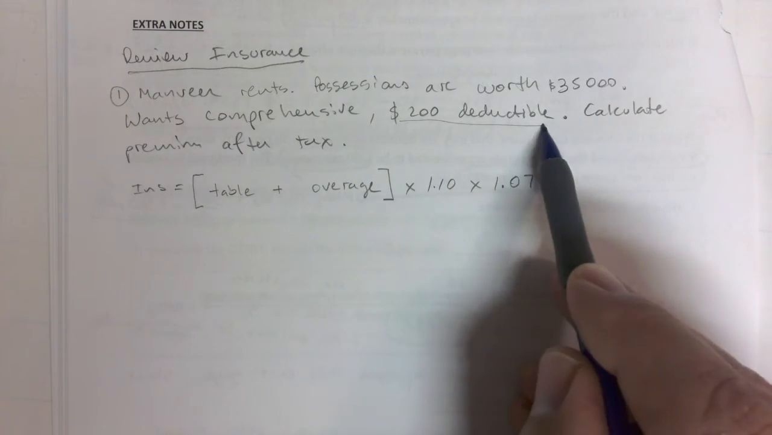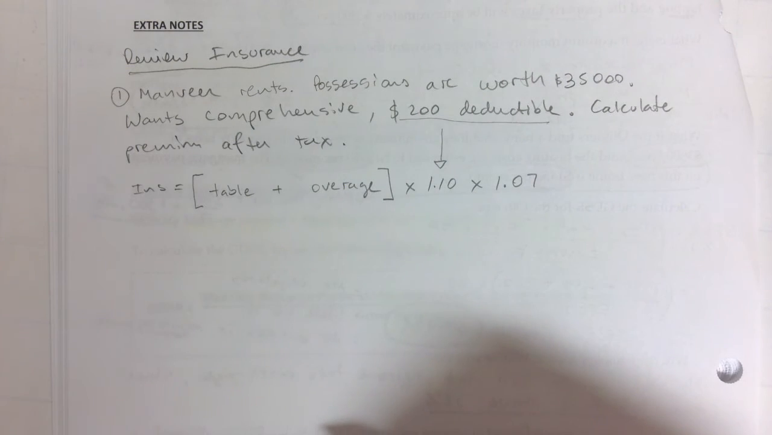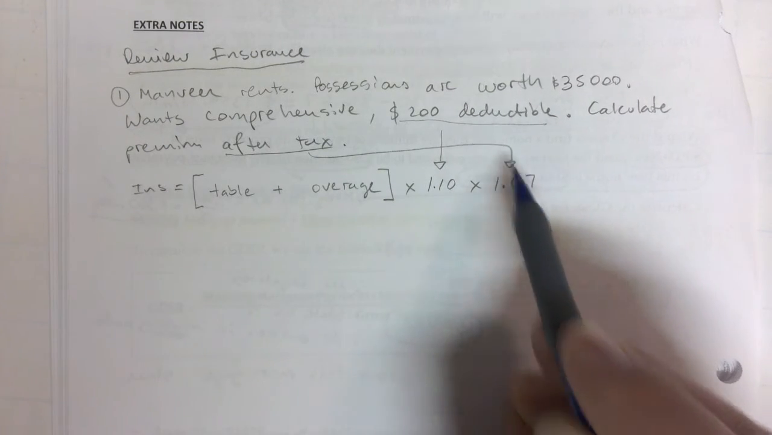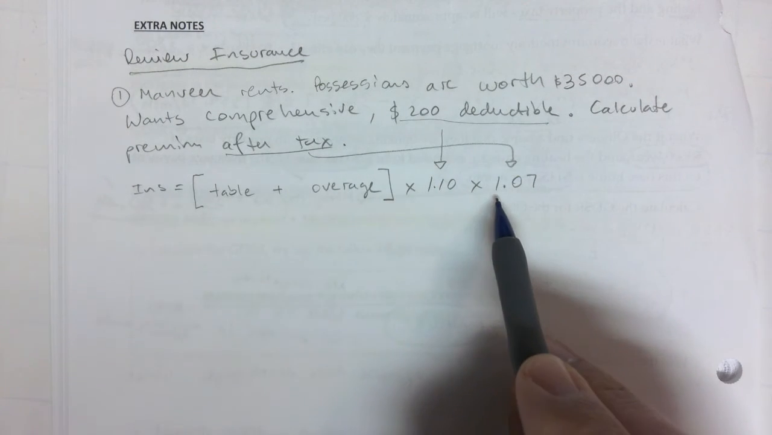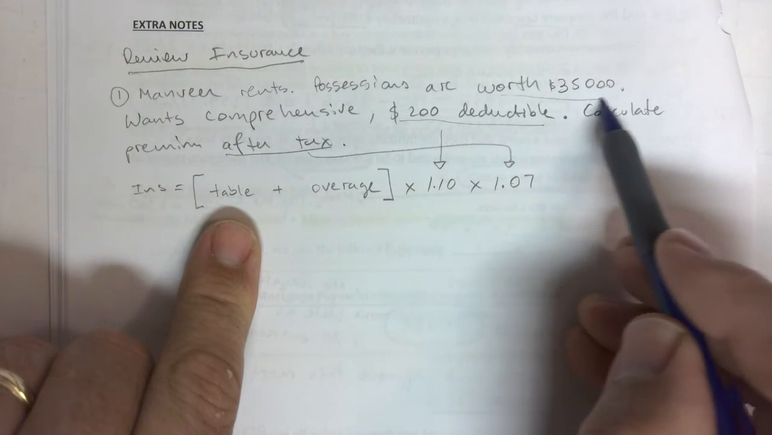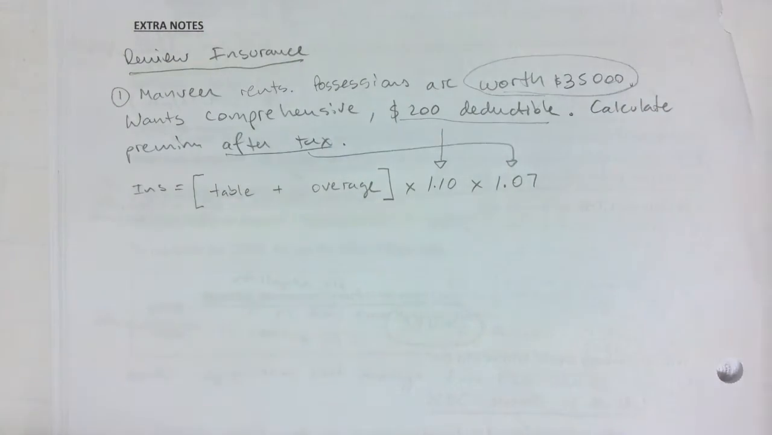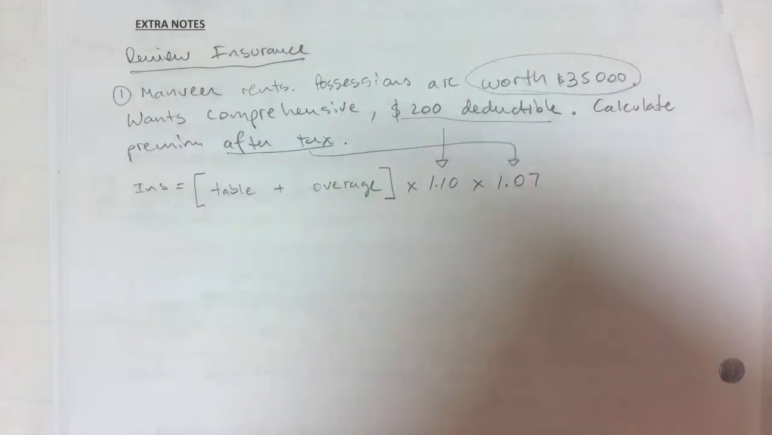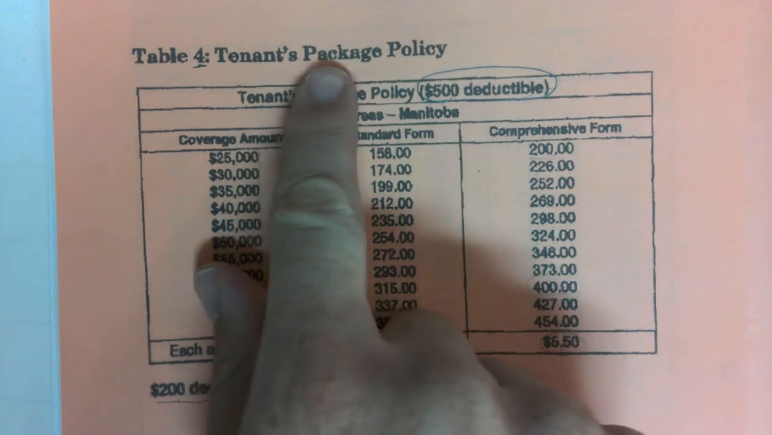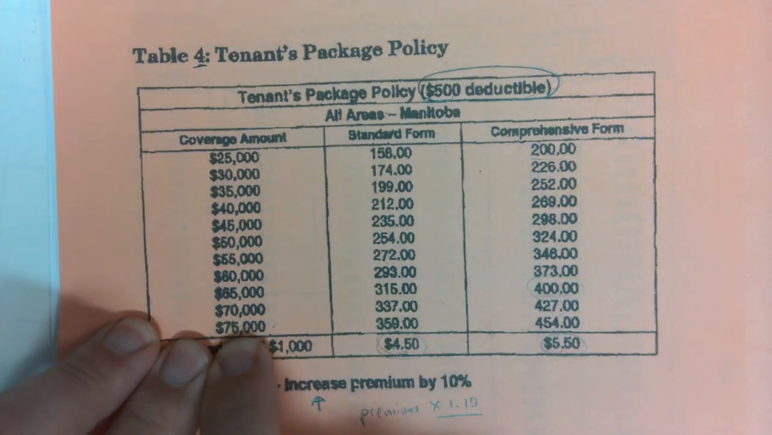So we want a $200 deductible, so we keep this component in our formula. We want after tax, that means that we're going to keep these two things. We want insurance for 35,000. This is tenant insurance. Tenant insurance is when you rent. So you want to use the tenant package policy, and the coverage amount goes up to 75 grand.